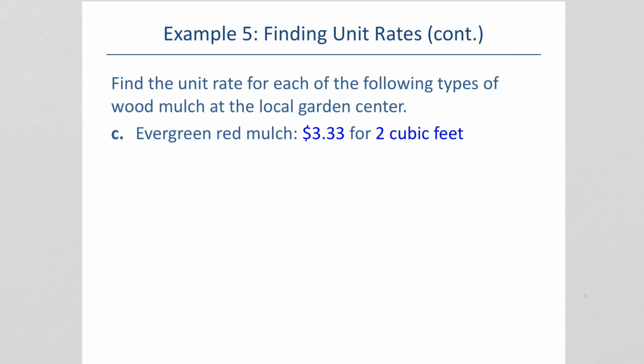And last, evergreen red mulch is $3.33 for 2 cubic feet. And again, it's 2 on the bottom. We want it to be 1. So we'll divide the top and bottom by 2. And that'll be $1.67 per cubic foot. So it looks like the cheapest one, if you look at them all 3 together, is the pine bark mulch, and the most expensive is the aromatic cedar, which makes sense, I think.